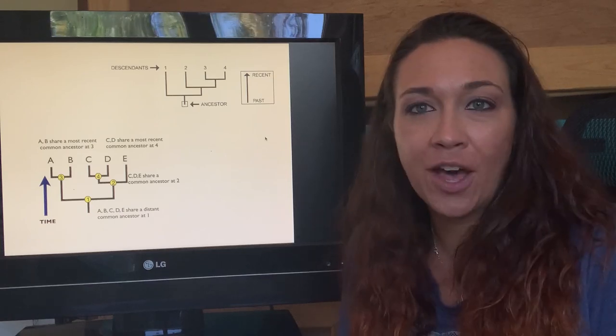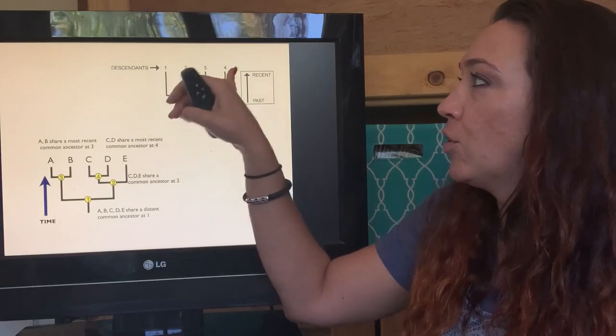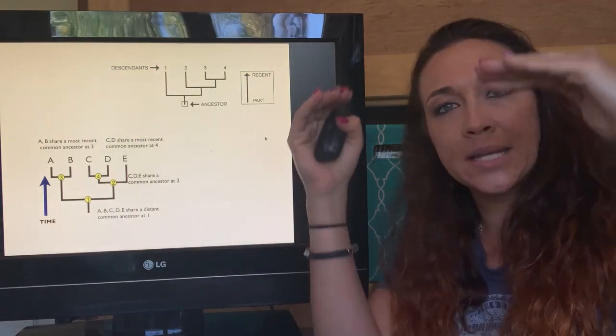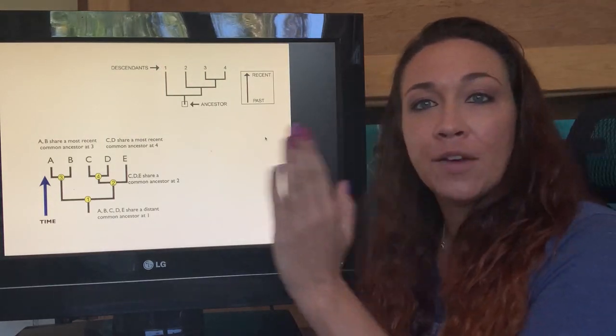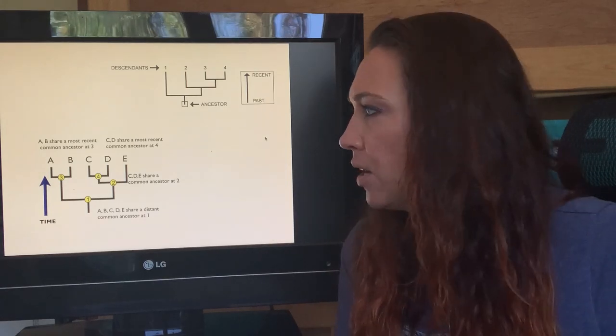All right, so hopefully this helps. You guys have your keys right here. Remember, this is your ancestor. These are all your descendants, and then you're moving up in time. You're moving forward in time, or left to right in time, depending on however you're orienting your tree. It's really up to you when it comes to drawing this stuff.